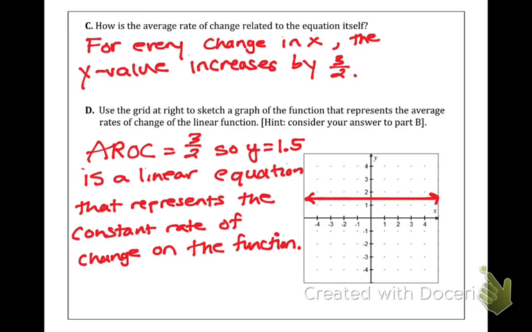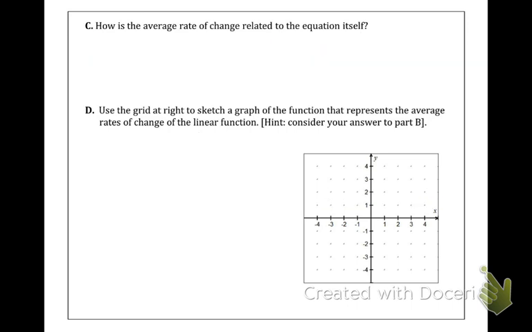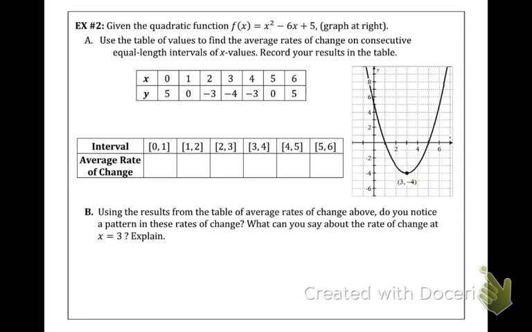Okay, example 2. Here we have a table for the graph. So now we're moving from linear to quadratic. Our quadratic function is y equals x squared minus 6x plus 5, which is graphed over here for us. Here we have a table of values, and we want to find the average rates of change on the consecutive equal length intervals.